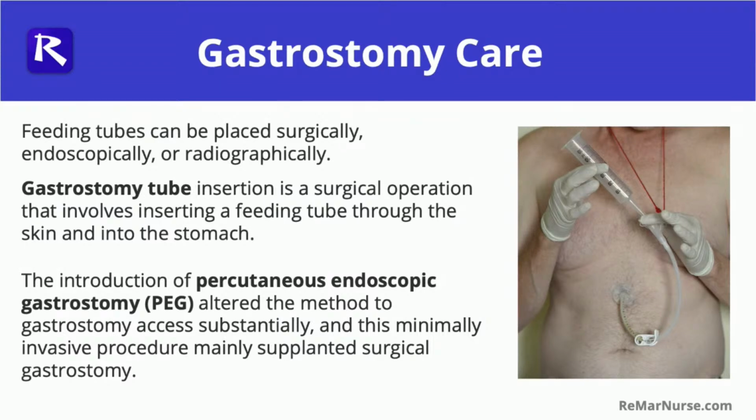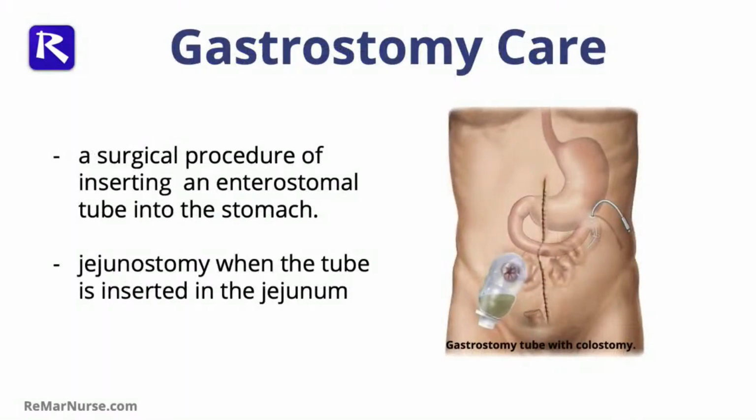Okay, so a patient has either a G tube or a PEG tube. We know what they have it for. So let's talk about the understanding of it again. I have here a picture where a patient has a G tube, but they also have a colostomy with it, which is a bag that's going to be a collection bag. The jejunostomy tube is when that tube is inserted into the jejunum.